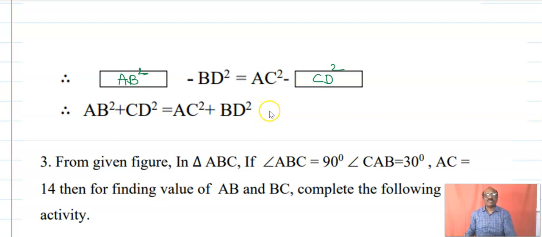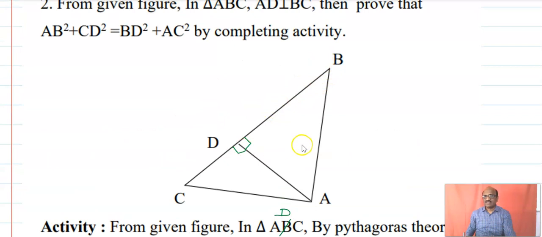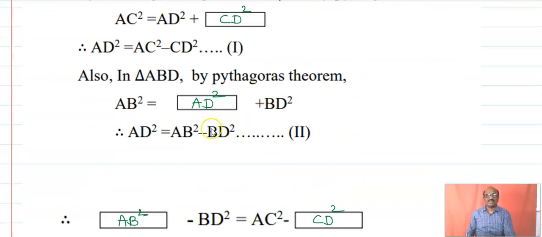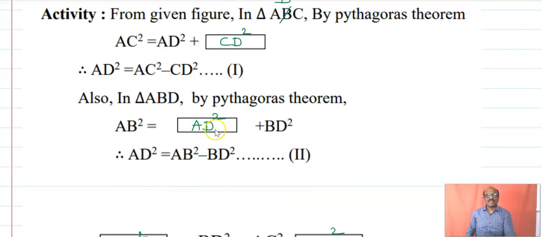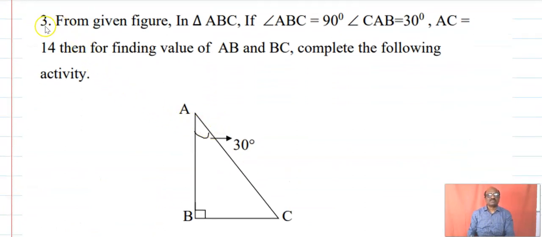And in this way we have completed this activity, a simple activity. This is the triangle ABC. AD is perpendicular to BC. We consider the two right angle triangles, and then we substitute. Now we take the next question.